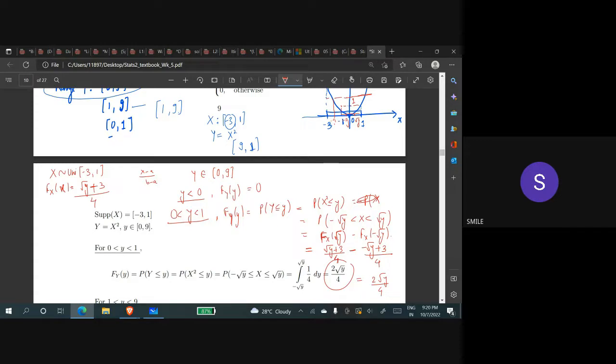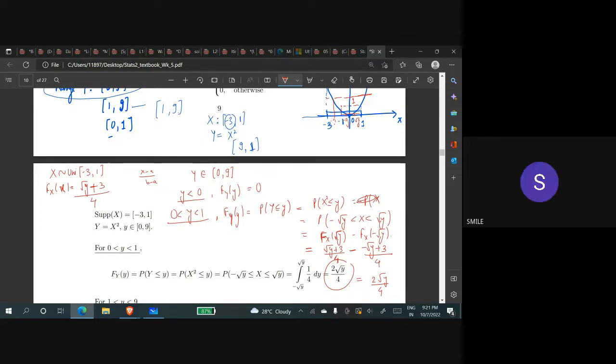Now I have F_X of root y minus F_X of minus root y. At the place of x I have root y. So if I want to use this expression, then root y should lie between minus 3 and 1, right? And root y is definitely positive, so it should lie between 0 and 1. And root y can lie between 0 and 1 only when y lies between 0 and 1. So this expression can be used only when y lies between 0 and 1, right? Yeah, that is right.